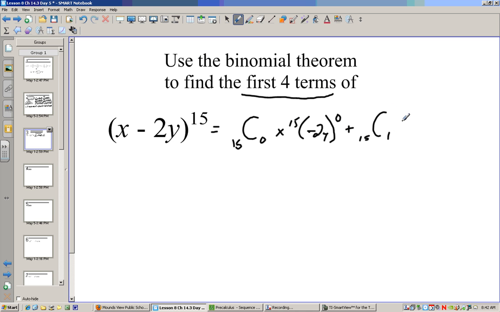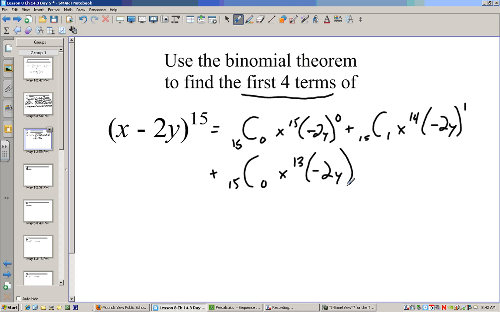15 choose 1 times x to the 14, negative 2y to the 1st, plus 15 choose 2, x to the 13, negative 2y squared, plus, and then 15 choose 3, x to the 12, negative 2y to the 3rd. All right, now let's try to simplify it. 15 choose 0 is 1. X to the 15th is just x to the 15th times 1.